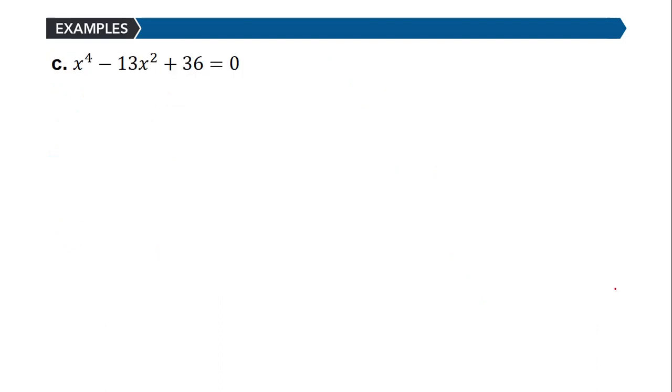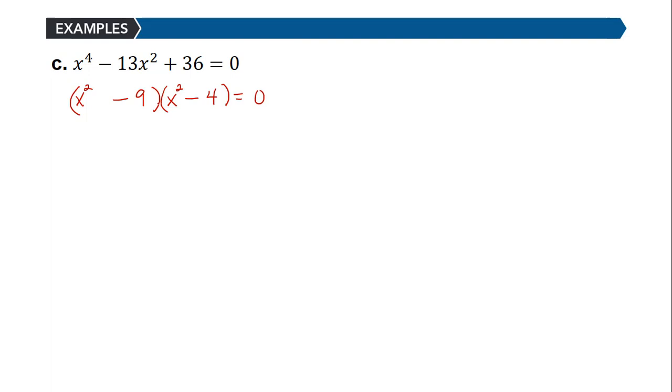Example C is x to the 4 minus 13x squared plus 36 equals 0. So this is a polynomial of degree 4. I need to factor. It is a trinomial, so I will factor by trying to find the factors of x to the 4, which are x squared times x squared. Then I need the factors of 36, whose sum is -13. And that would be -9 and -4.